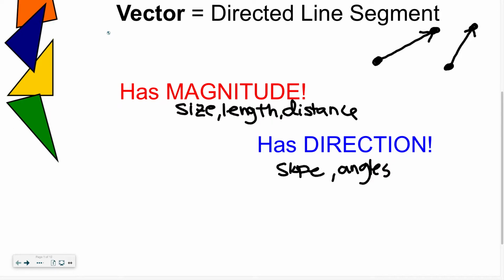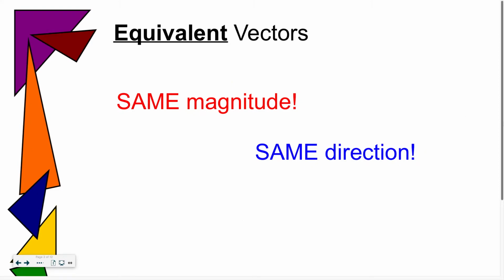Okay, next up is equivalent vectors. It says they have the same some things. What's going to be the same for our equivalent vector? Same magnitude, same direction. Yep. So at the end of the day today, when you leave the room, you should be able to say vectors have magnitude and direction. They are equivalent if they are the same magnitude and same direction.